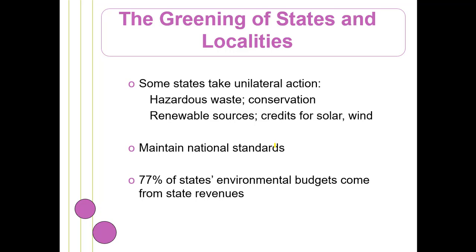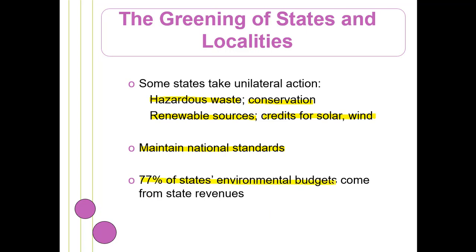Now, as we see so far in our federalist system, some states go ahead and take action on their own unilaterally. So the book gives you a few examples here and there, but we're looking at states tackling their own hazardous waste, enacting their own conservation programs, focusing a little bit more unilaterally on other renewable sources, such as Texas being very prominent, particularly in the wind industry. Some southwestern states tackling a little bit more unilaterally on solar power. At the same time, there has to be national standards that are maintained on this to keep everybody on the same page.